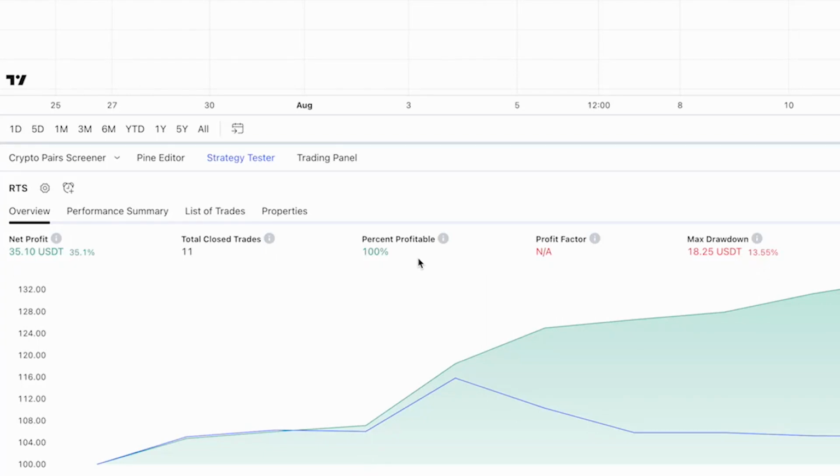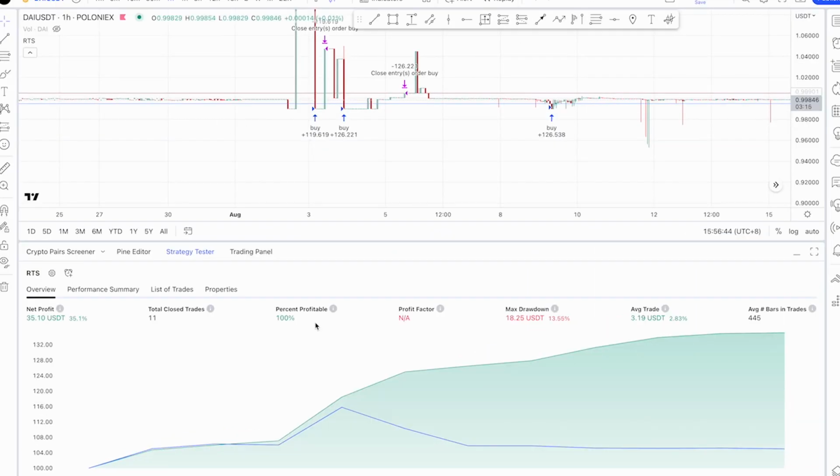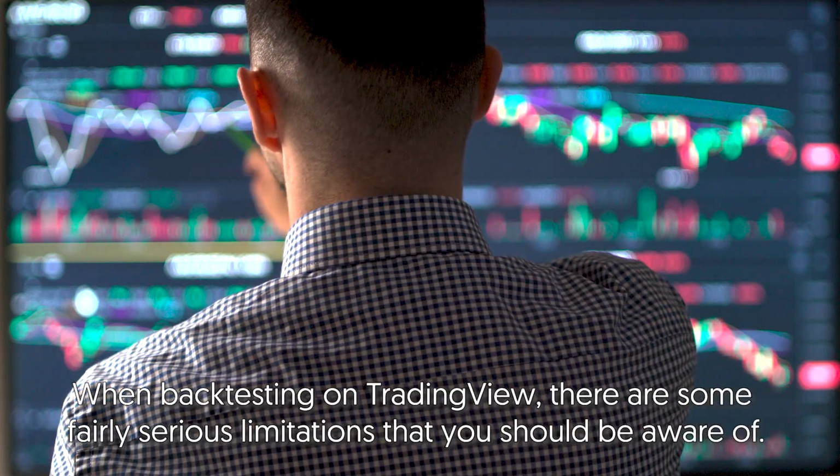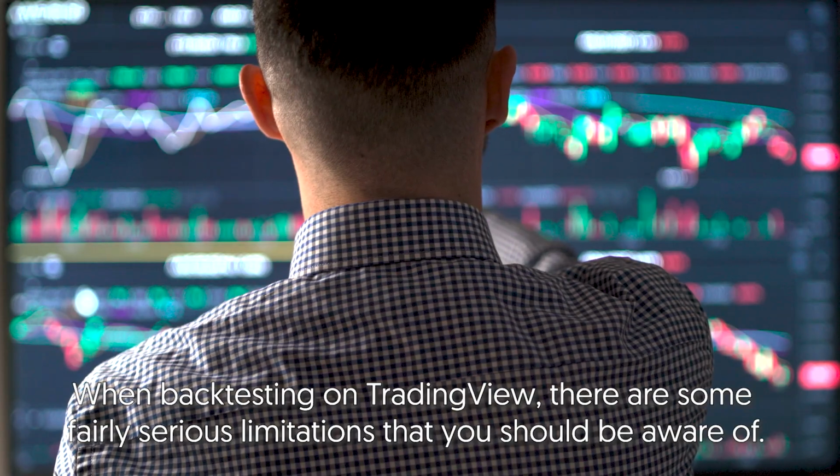After all, it's a constraint we've explicitly chosen at the beginning in order to reduce our risk as much as possible. And it's a result of choosing the right stable to stable pair and making the right choice in terms of what spread to use. When backtesting on TradingView, there are some fairly serious limitations that you should be aware of.